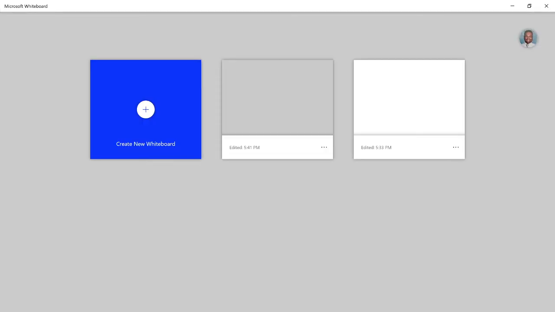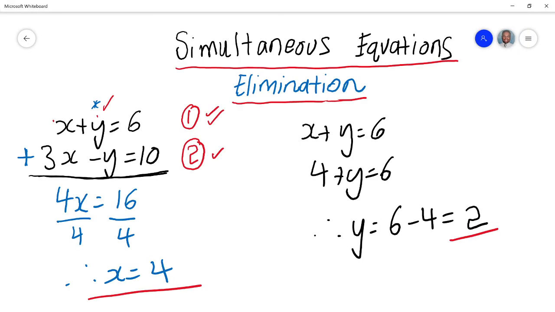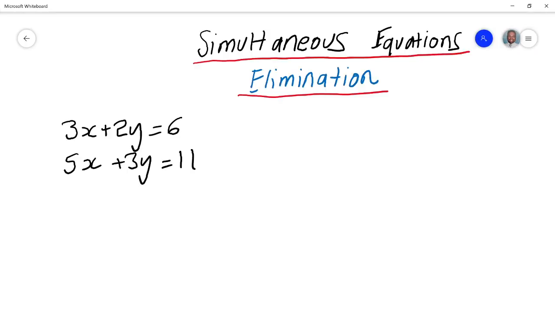All right, slightly different. Let's look at this pair of equations. 3x plus 2y equals 6, so we'll put that as equation 1, and 5x plus 3y equals 11 as equation 2. Now, we've got a task. We need to get rid of either x or y.